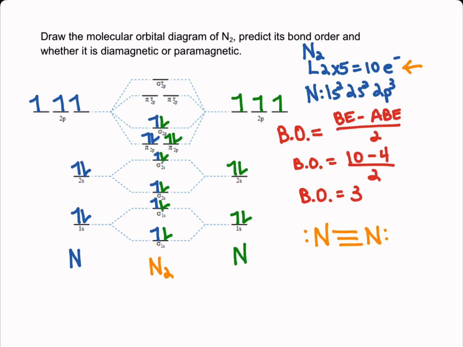We also have to determine whether it's diamagnetic or paramagnetic. We want to examine the electrons in the middle and see if we have any unpaired electrons or if all of the electrons are paired. So all of the electrons in the middle are paired, so this refers to a diamagnetic molecule.